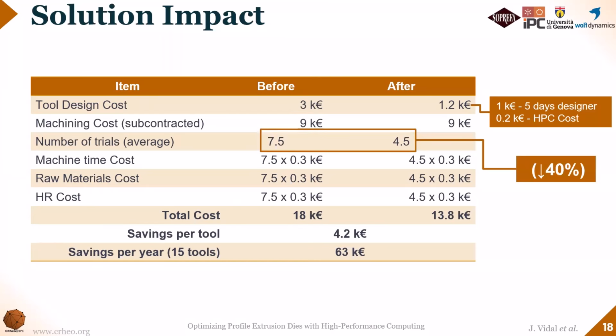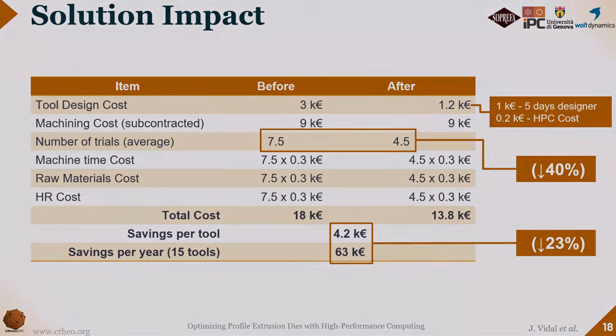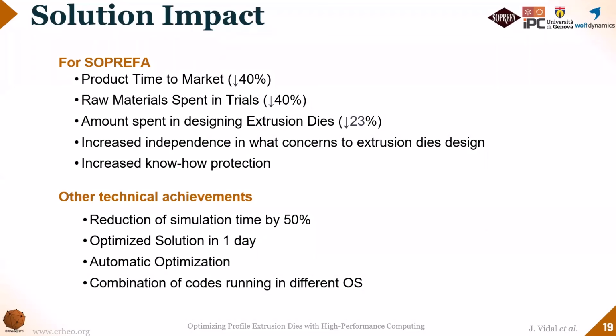And so we're talking about a reduction of 40% on the number of trials. That means the same level of reduction in the time to market, and a reduction of 20% on the cost of the tool development. So to finalize, for the company, as I mentioned, there is a reduction in terms of time to market, raw materials, and the cost of the actual developments, and they can be more independent.